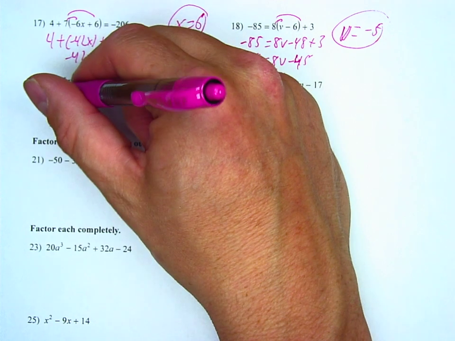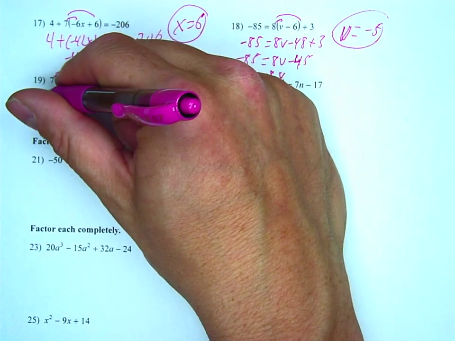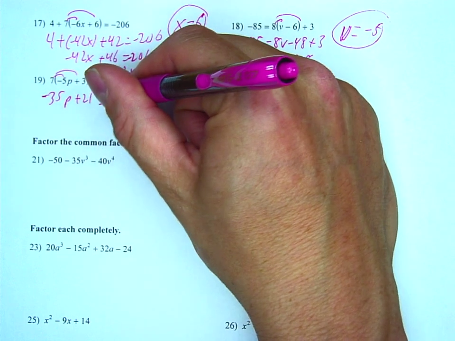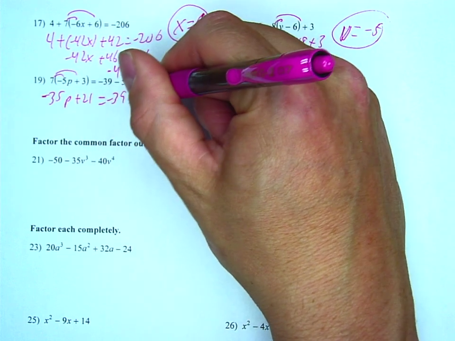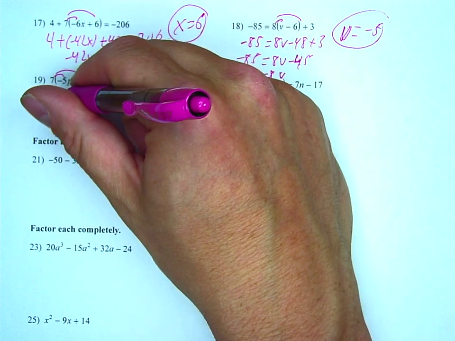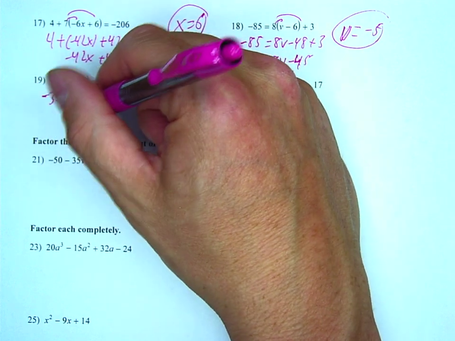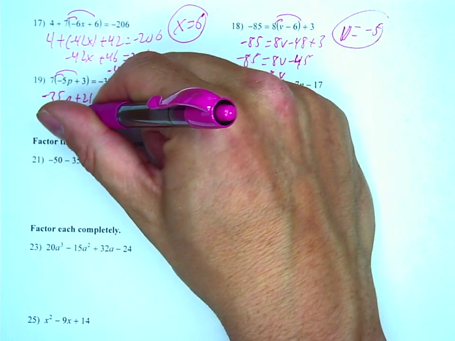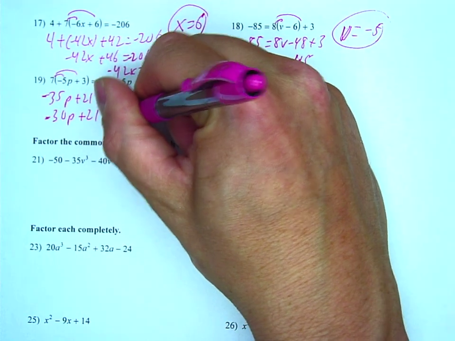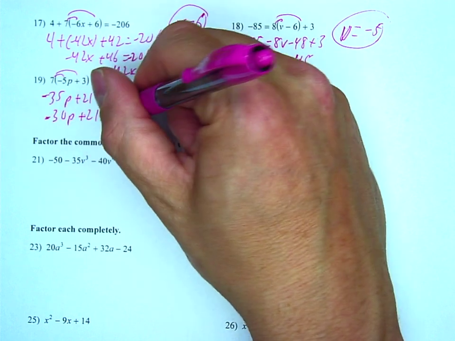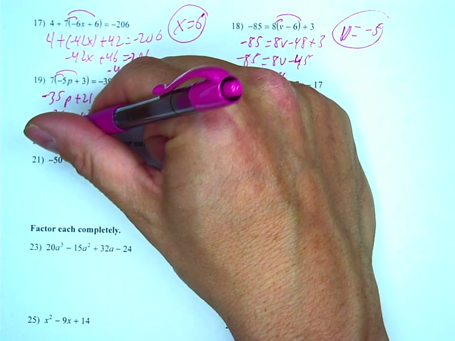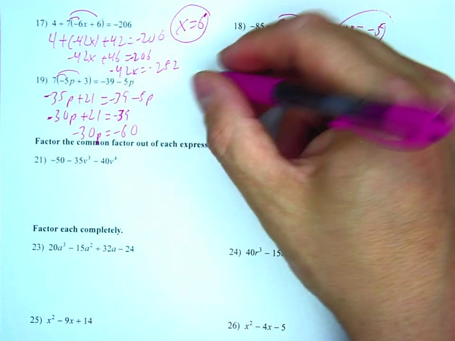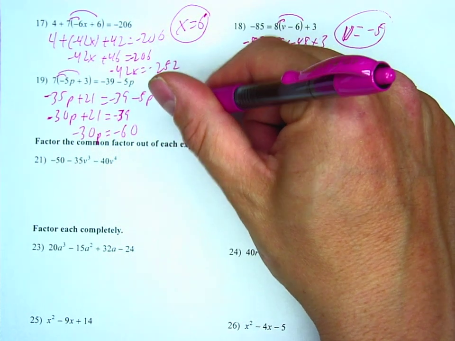Question 19. We're going to distribute again. It's like all of these. Negative 35p plus 21 equals negative 39 minus 5p. Adding the 5p over to the negative 35p, again, those are opposite signs now, so it's the opposite of 35 minus 5, so it's negative 30p plus 21 equals negative 39. Taking 21 from 39 yields negative 60. Negative 30p equals negative 60. Dividing negative 30 into negative 60 yields 2. Positive 2.